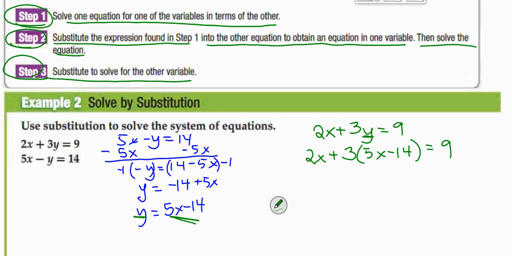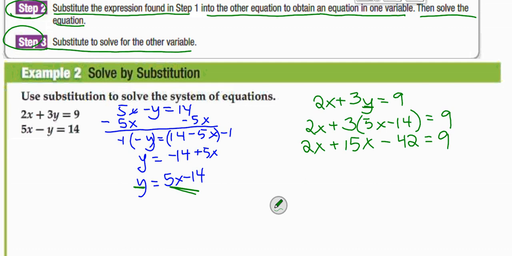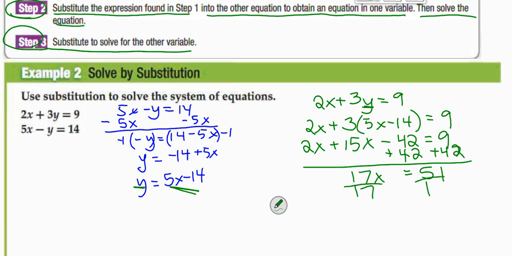Okay, and then keep going. Okay, slow down. Oh, because I added 47. You're right, but I had written it badly. And so x equals 3.